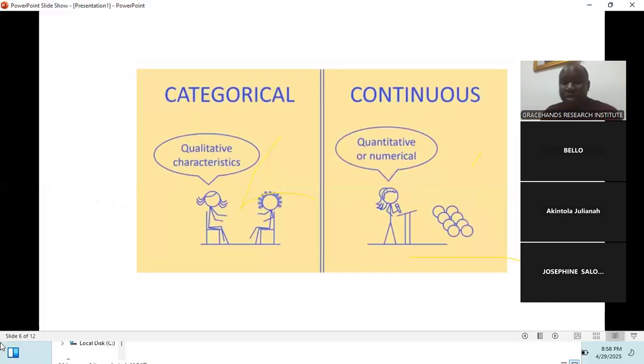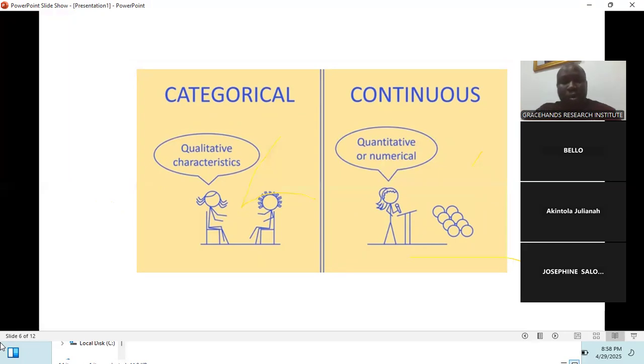The next one is what? Categorical and continuous. Two things you have to understand: the purpose and the type of data. Can you remember? The purpose and the type of data. Okay, so we've dealt with the purpose now.